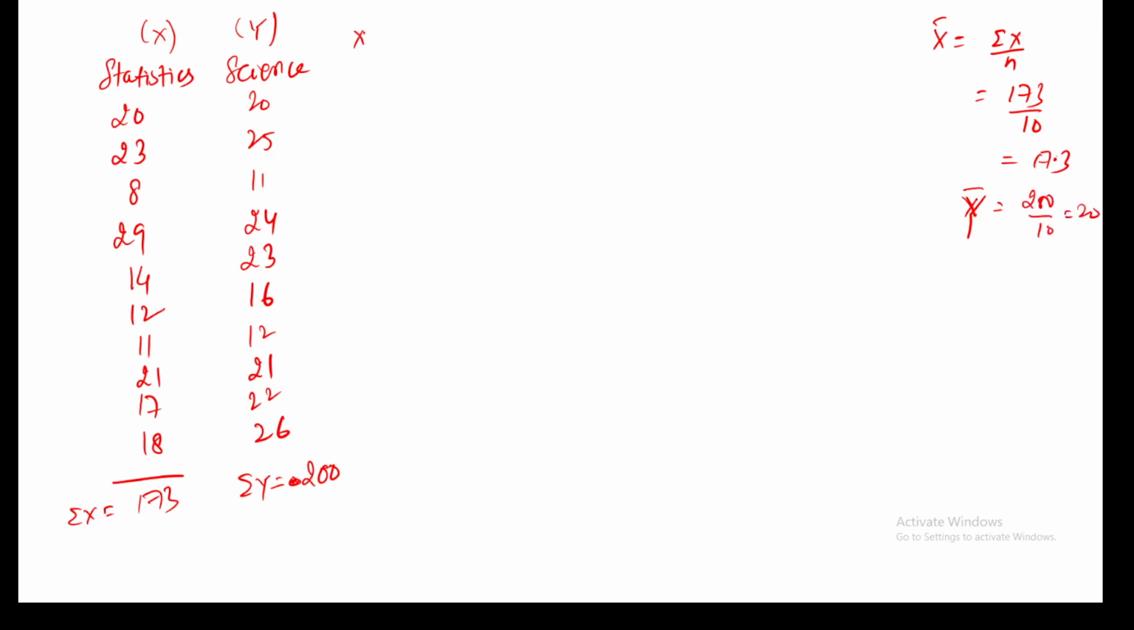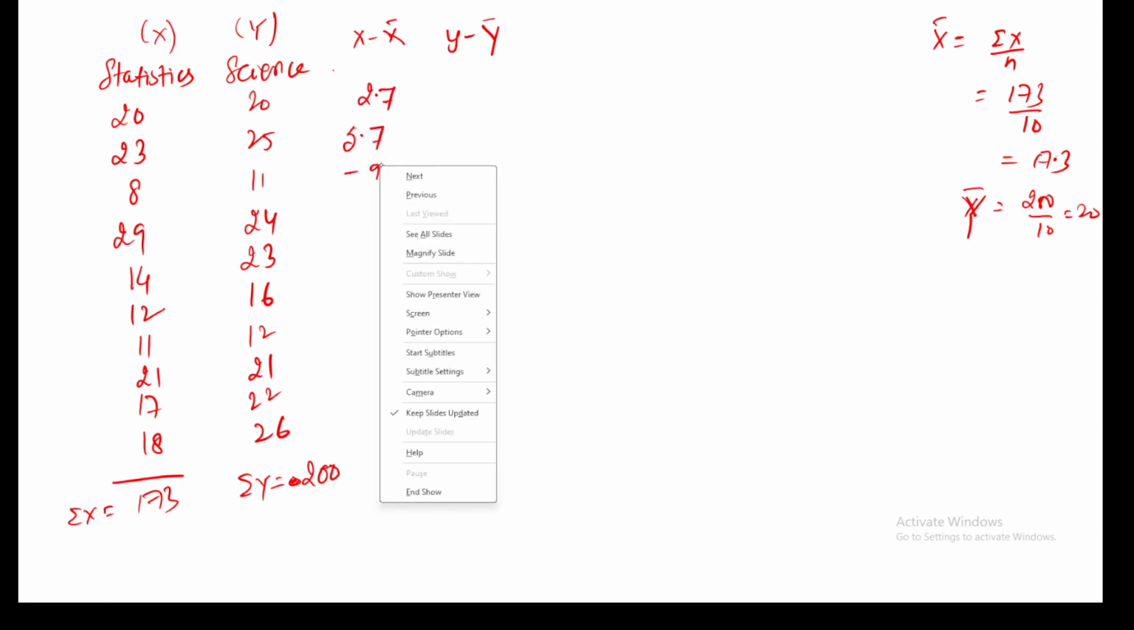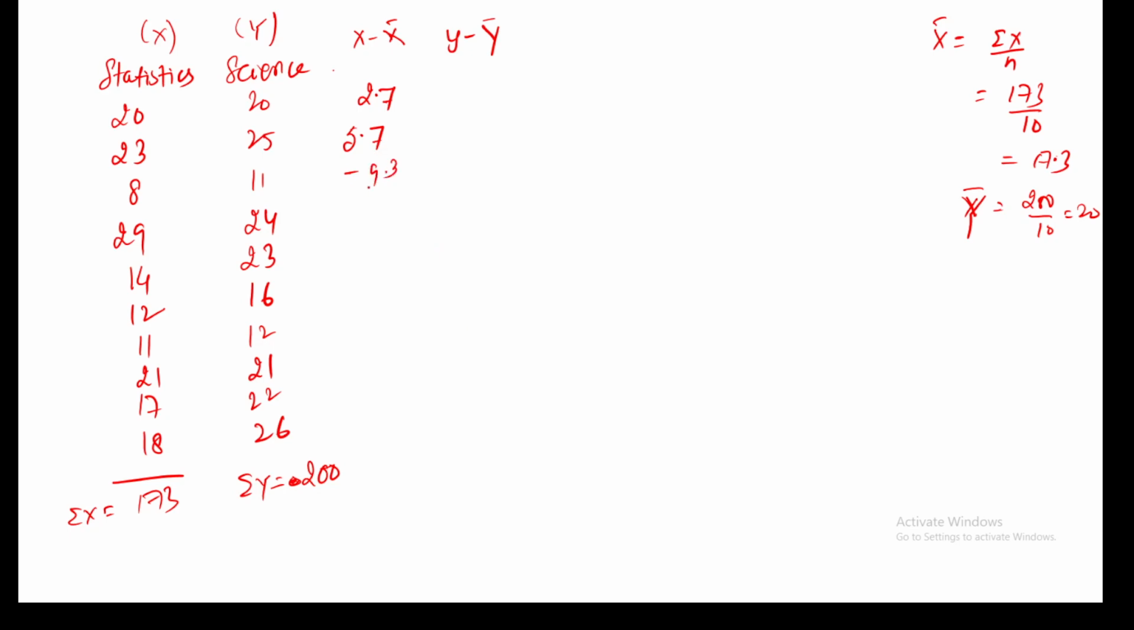Now we'll calculate x minus x bar and y minus y bar. So we have 20 minus 17.3, that will be 2.7. You can use any formula; I am using that second formula. And 5.7, minus 8, 9.3, 11.7, minus 3.3.